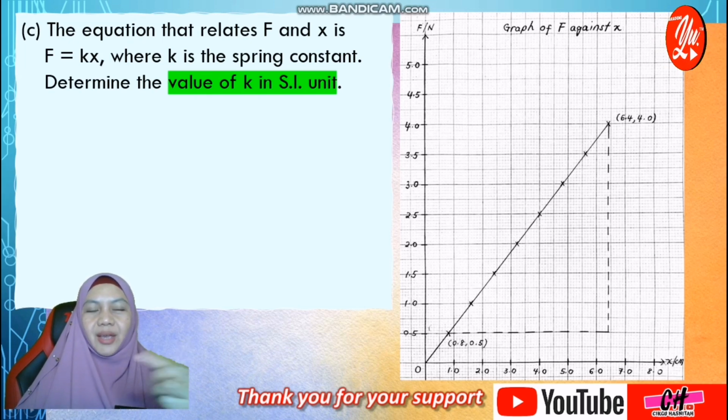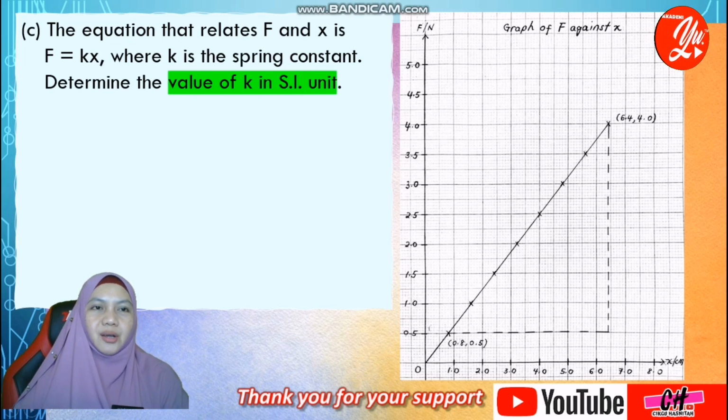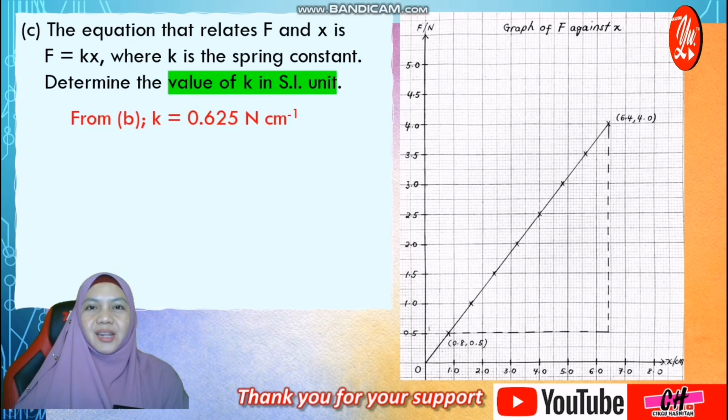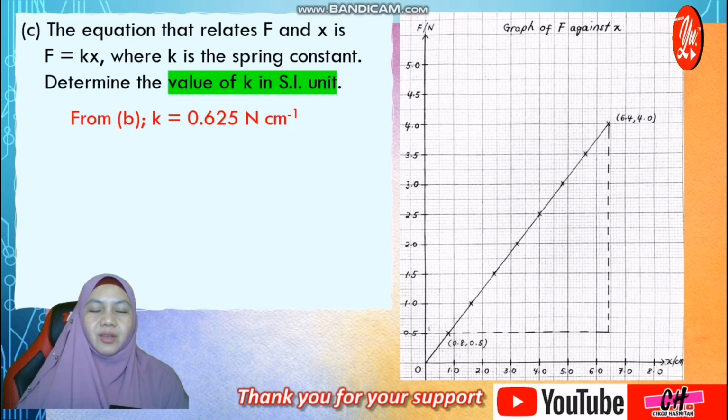Actually, if you look at this question, this is a linear equation for a graph which is directly proportional. So k is actually what we calculated in B, which is the gradient, 0.625 Newton per centimeter. But this unit is not in SI unit. So we have to convert it into SI unit. So what is the SI unit for spring constant? It is Newton per meter.